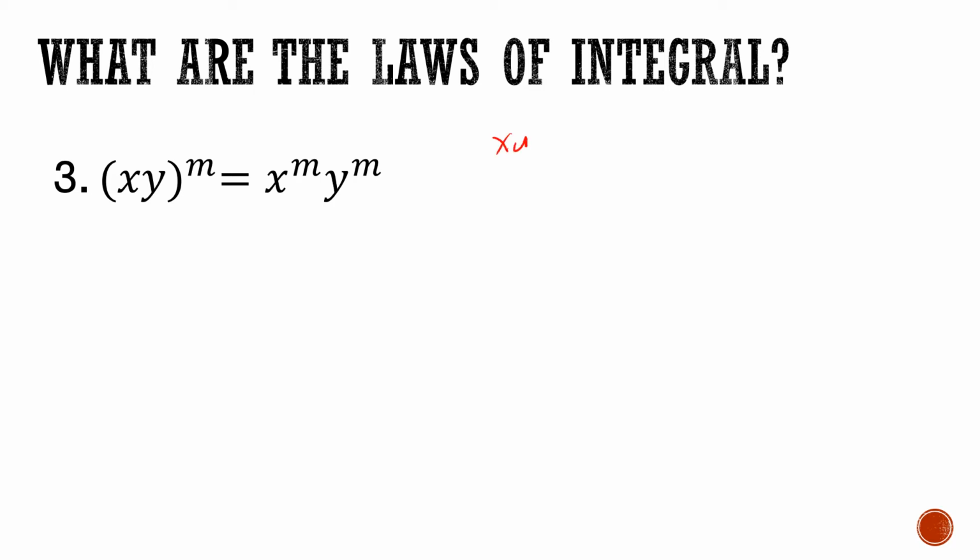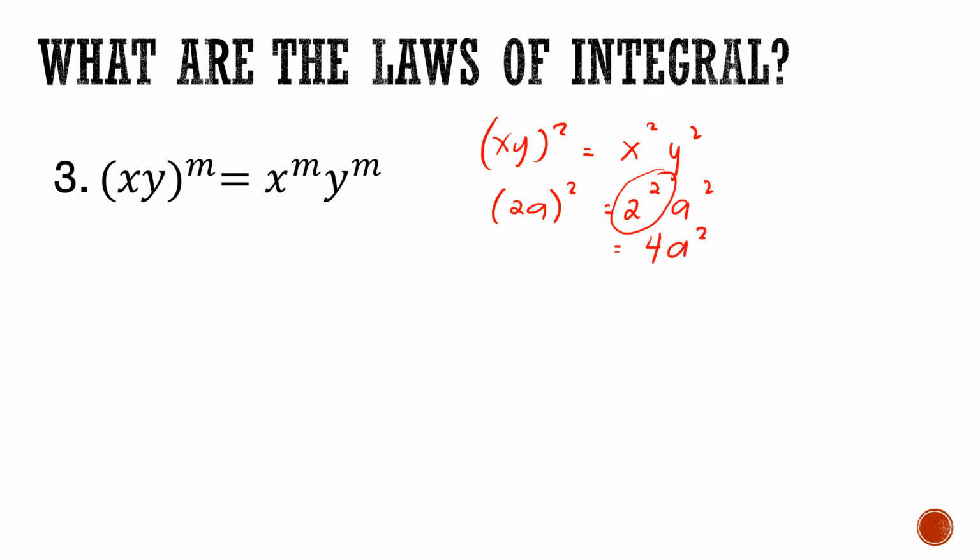Example, xy squared. Therefore, I will just simply distribute the exponent one by one to x and y. So we have x squared and y squared. If there will be a number like 2a squared, we will just simply distribute the exponent 2 to each of the number and the variable. So we have 2 raised to 2 and a raised to 2. Then we will be simplifying this part since this is a numeric number. So we have 2 squared is 4, and copy the variable, which is a squared.